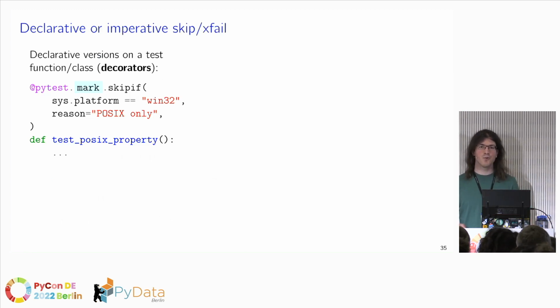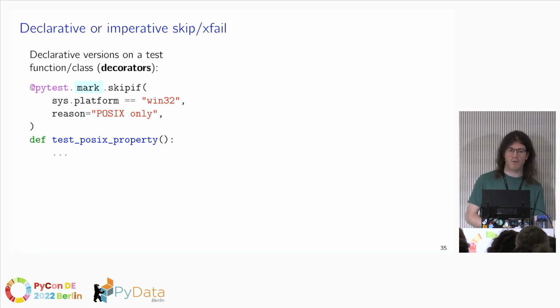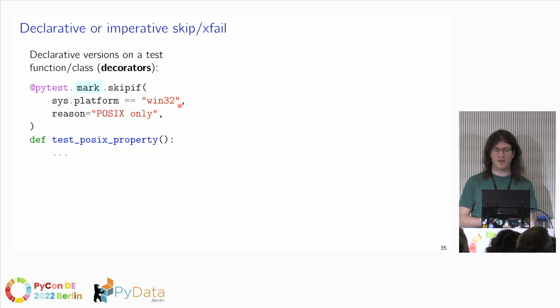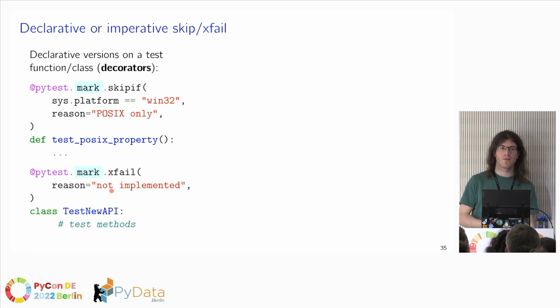There are two different ways to do this kind of skipping and xfailing. One of them is declarative, using decorators, where we say pytest.mark.skipif. Then we have some kind of condition as the first argument. Here, for example, if we are on Windows. And then a reason as a keyword argument. That's just being printed by PyTest when we run it in verbose mode. Similarly, for xfail, we could pass a condition, but normally we don't, because if it's a bug, normally it's probably there everywhere. And we also pass a reason of some sort.